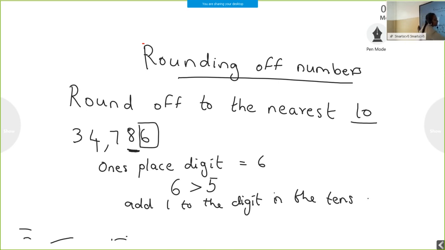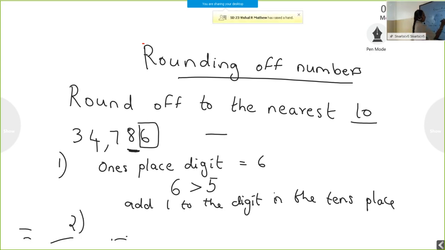Which is the digit in the tens place? So this is the first step: underline the tens place, identify the digit in the ones place. If the ones place digit is greater than or equal to 5, then add 1 to the digit in the tens place. Okay, now 347, add 1 to the digit in the tens place, so it becomes 9. Now what happened to the digit in the ones place?